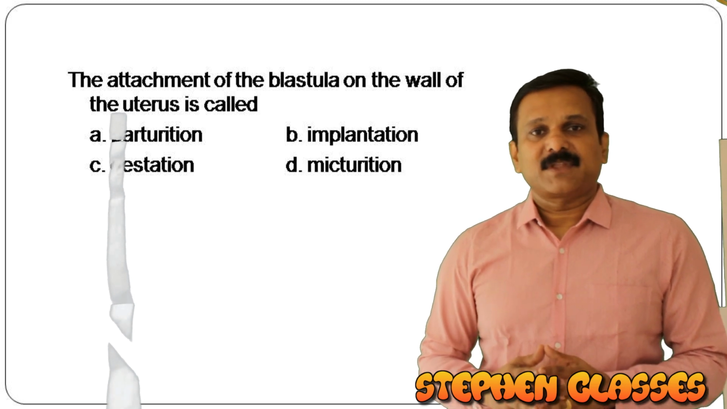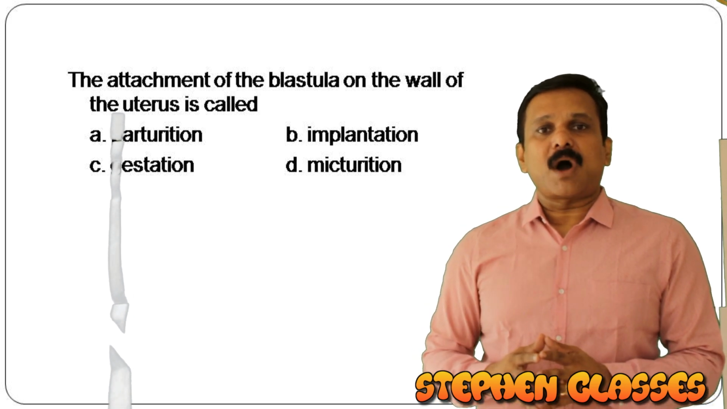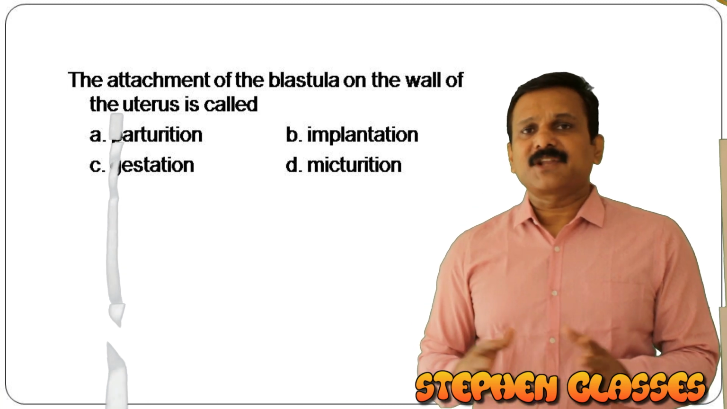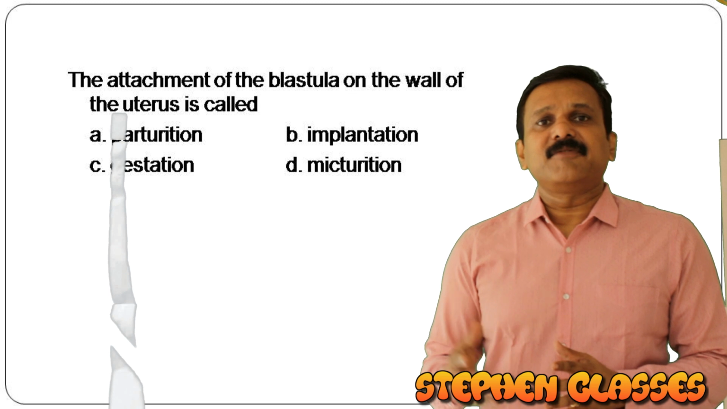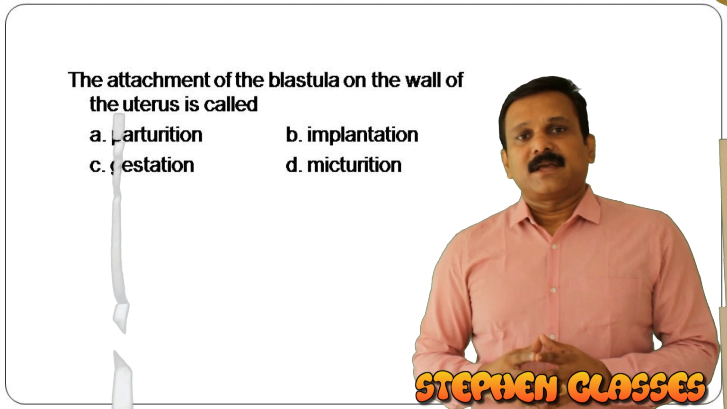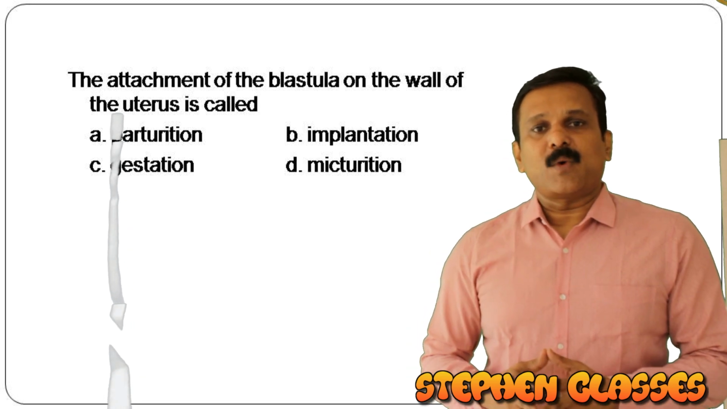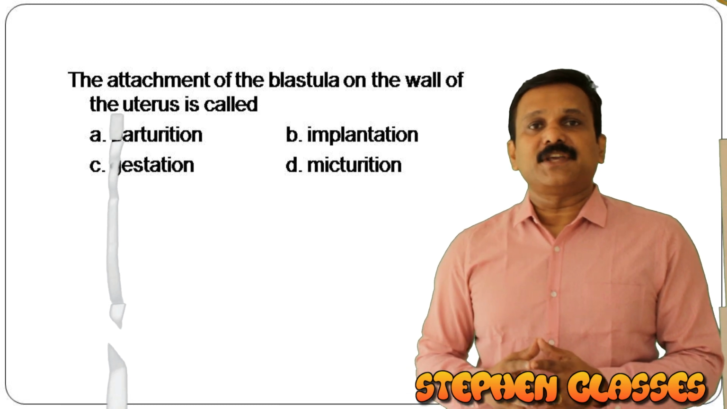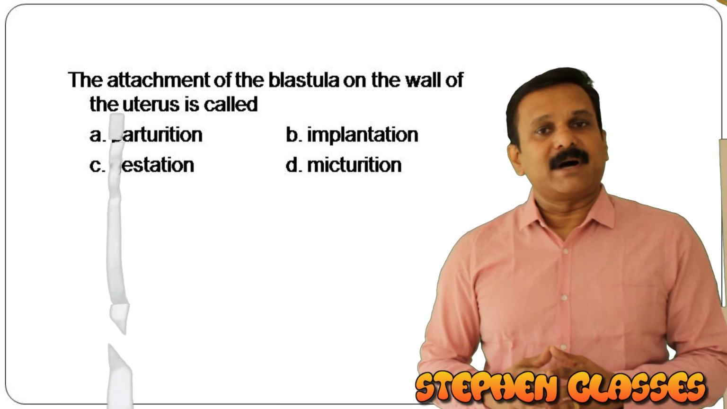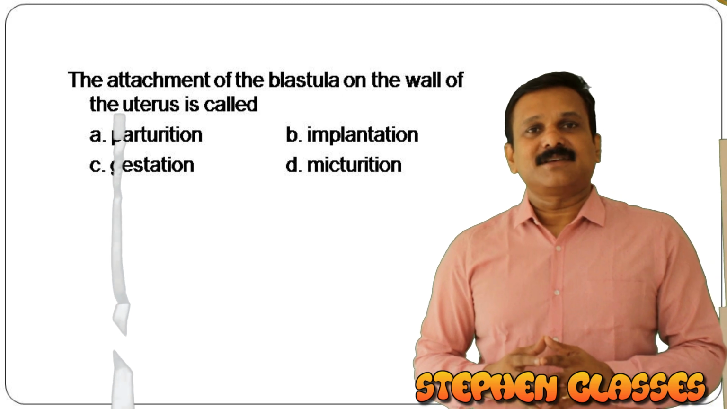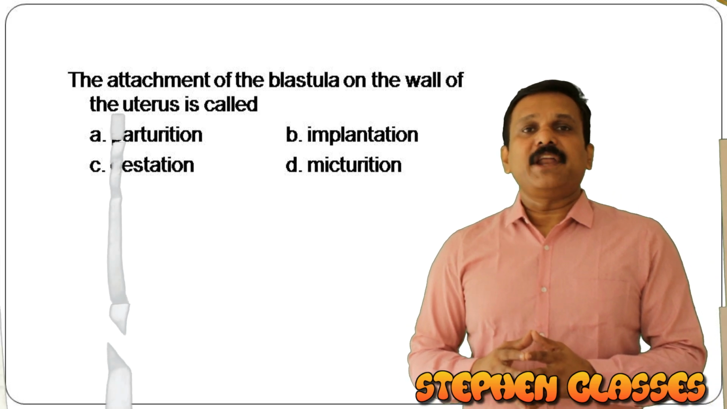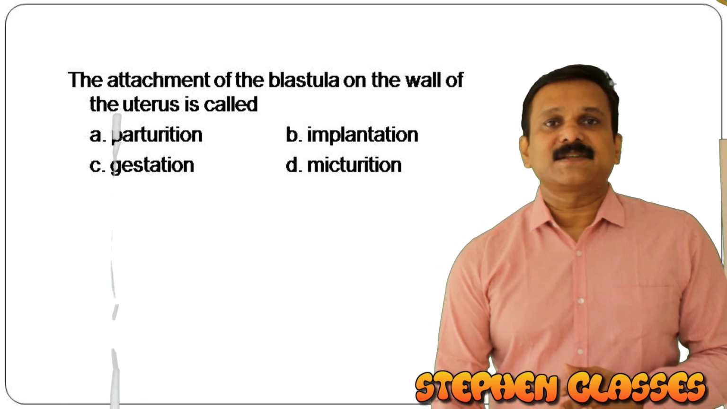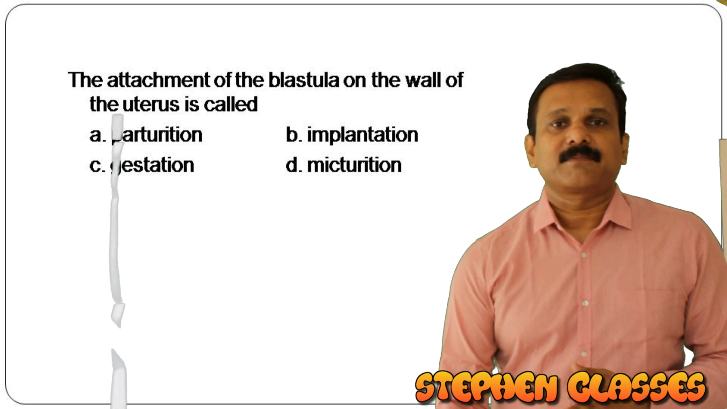reproductive events. The attachment of blastula on the wall of uterus is called implantation. Parturition, you know, it is another term for delivery or giving birth to a young one. Then gestation. Gestation is the development of embryo within the uterus or within the womb of mother. And micturition. Micturition is voiding of urine. Okay. So here the correct answer will be option B.